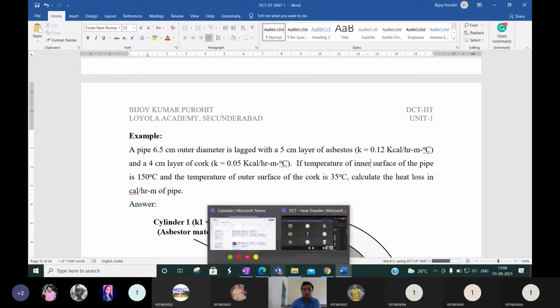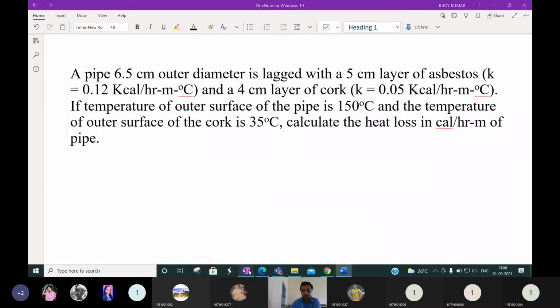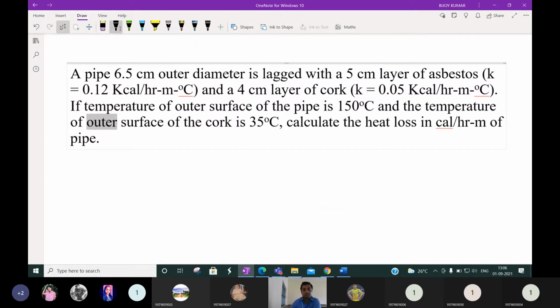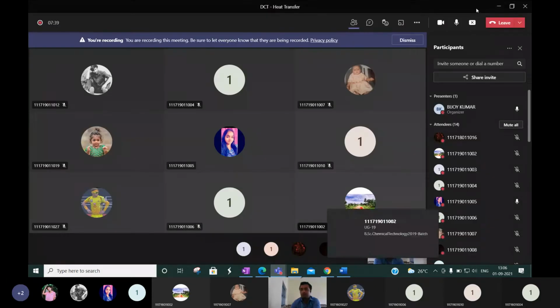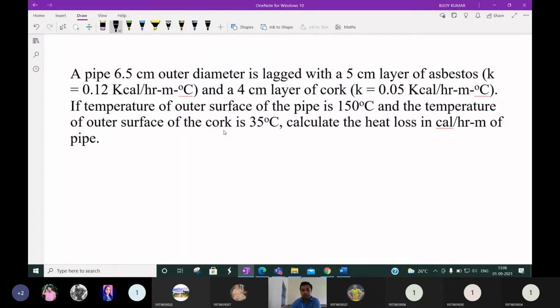So first thing what we have to do while solving a numerical, please tell me. Anyone? Okay, first thing what we have to do is we have to draw the diagram. If you draw the diagram correctly, then all the things will be simpler for you.